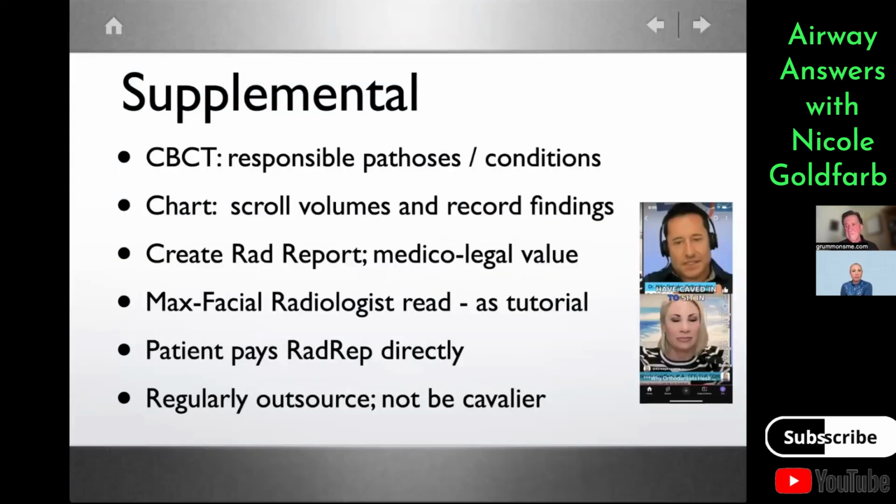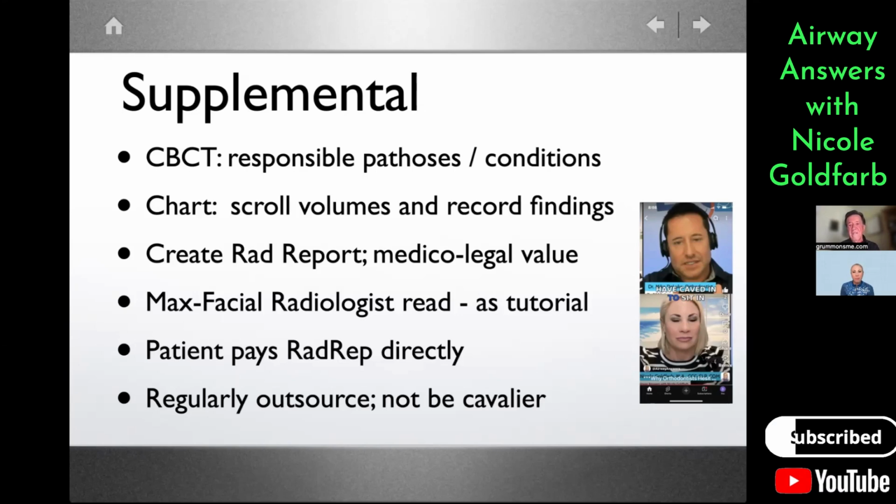And then more supplemental is that we are responsible for what's on that field of view. So you don't want to take a big field if you're just looking at the maxillary sinuses or the upper airway. You have to chart it, make sure you chart. So when we do medical legal cases, the charting is everything. If you didn't chart it, it didn't happen. So you need to chart stuff and chart that you scrolled the volumes and that you recorded the findings.